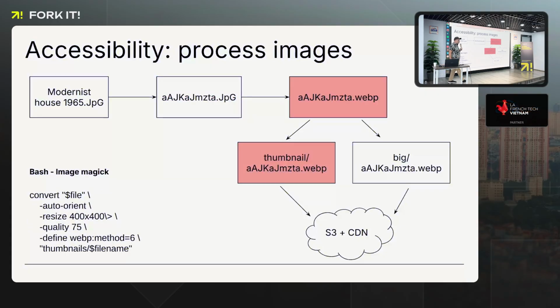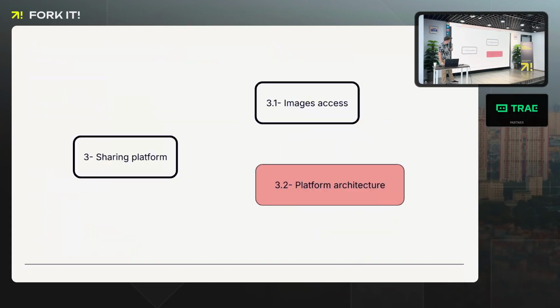Then also I want to have big size images and thumbnail images depending on where I am on my system. So for that, I'm using ImageMagick as well. And now I have two versions of my image with two different sizes. Now, we continue the process talking about the platform architecture.